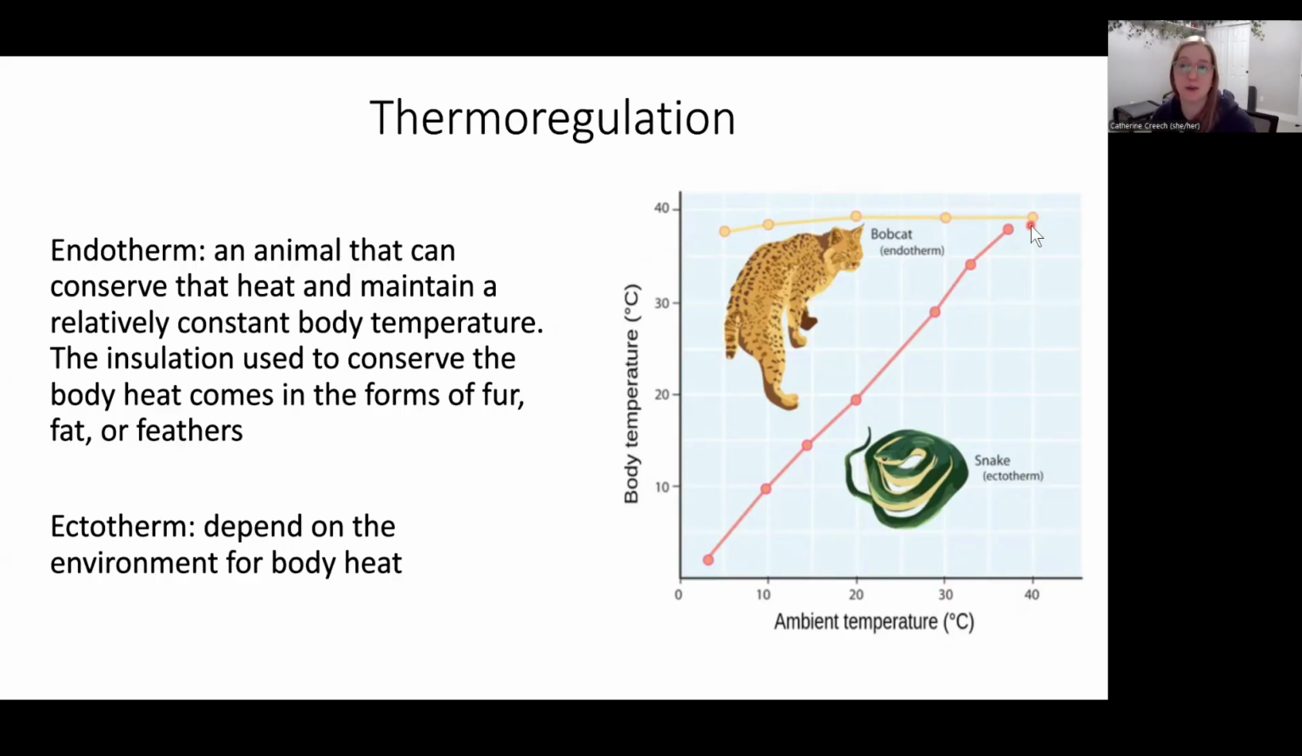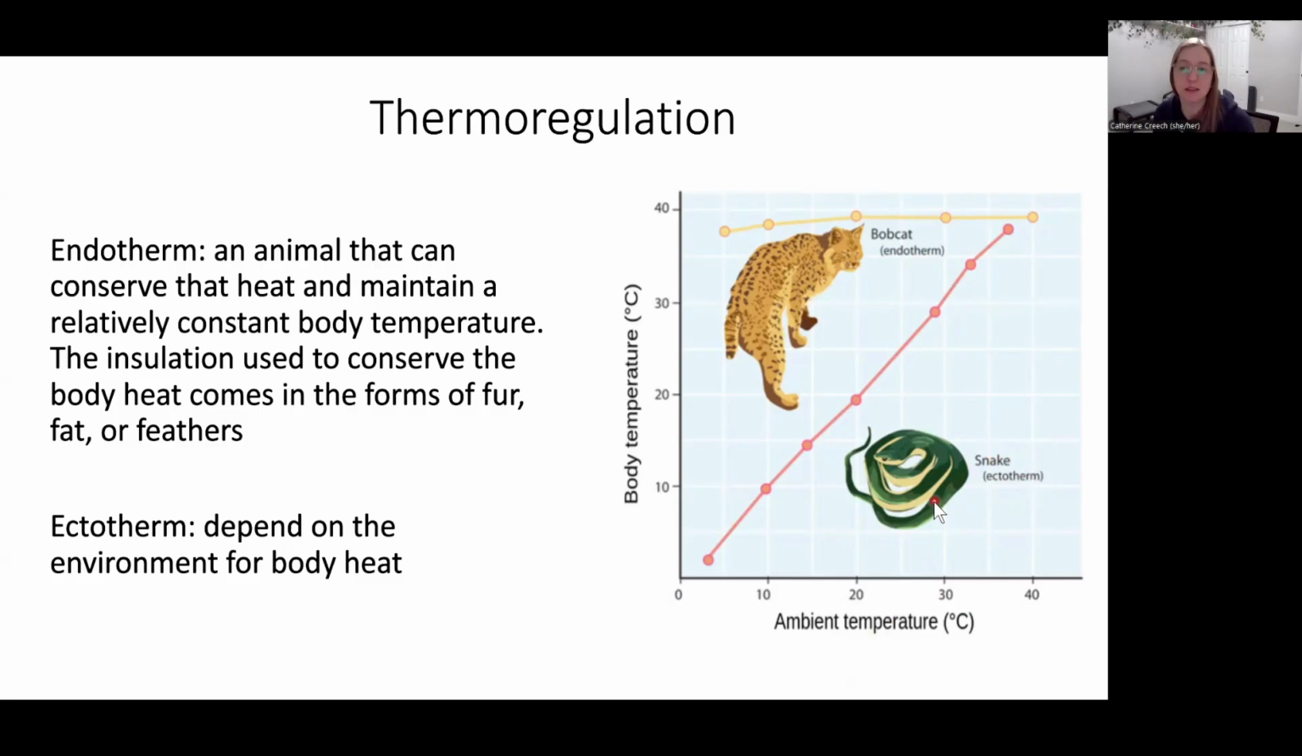And that's because if your bobcat was to get too warm, it would die. And if it was to get too cold, it would die. And so it's an endotherm. It's maintaining its body temperature constantly, regardless of what it is outside. Animals that use endothermy, they're going to have some kind of insulation. It can be fur, it can be fat, it can be feathers, but they're going to insulate their body from the exterior environment.